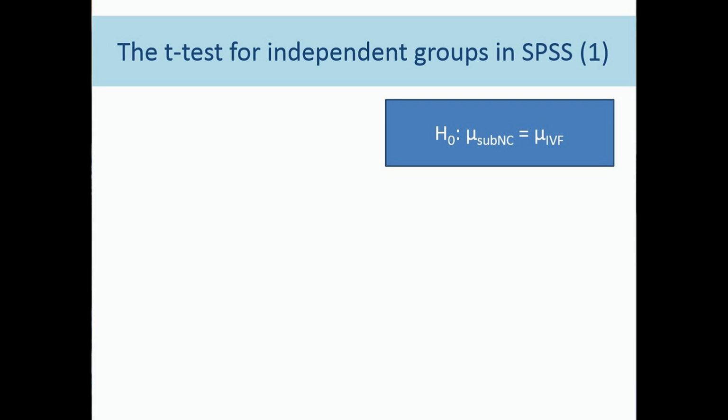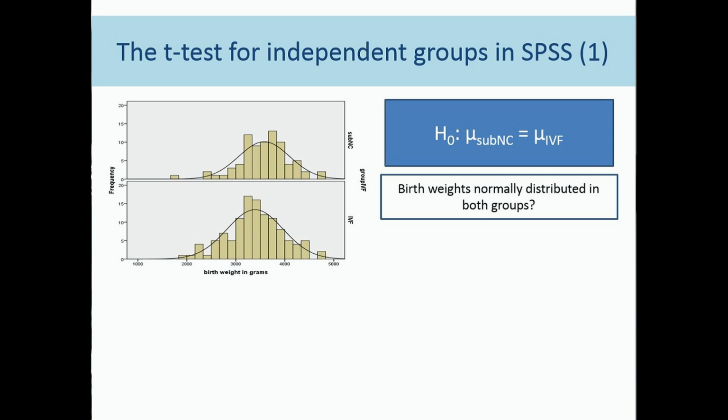We saw a lot of formulas. Let's see what SPSS can do for us. We would like to test the null hypothesis that the mean birth weights of the two samples are equal. Based on the histograms of both groups, we decide that the distributions are almost normal.